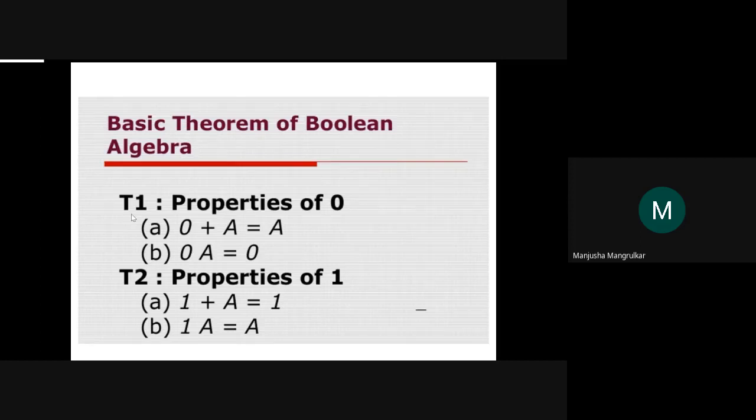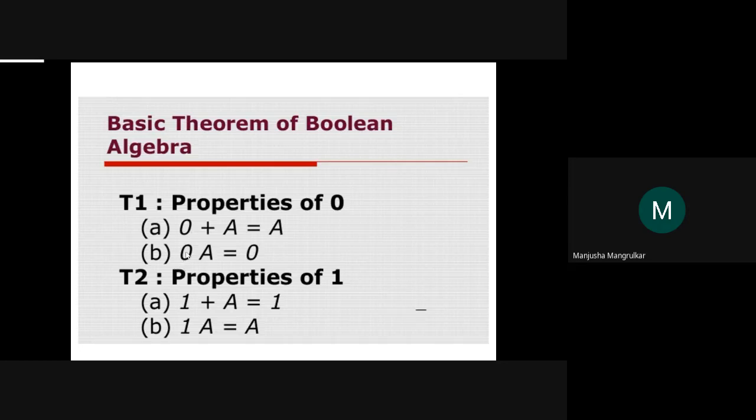The first one is T1, that is the properties of 0. If 0 is ORed with any variable, say A, where A is equal to 0 or 1, your result will be A. Whatever the value of A, the same value will be copied over here. Suppose A is equal to 0, 0 OR 0, as per the truth table, it is 0, or 0 OR 1 equals 1. So whatever the value of A, it will come out as the value of A.